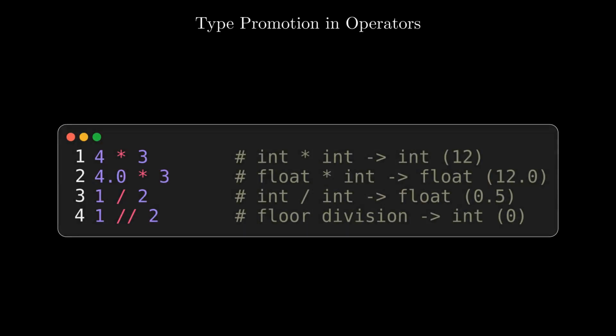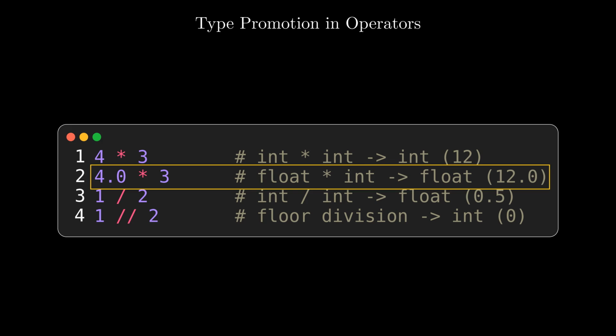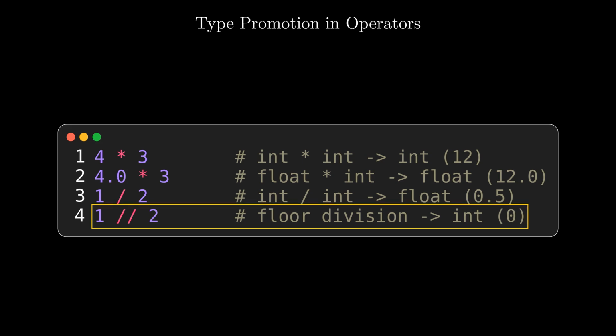The rule sounds simple until you mix types. Here's where it gets interesting. For most operators, if both operands are integers, the result is an integer. 4 times 3 returns int. But mix in a float, and the result becomes a float. 4.0 times 3 returns float. One operator breaks the pattern, slash, true division. It always returns a float, even when both operands are integers. 1 divided by 2 returns 0.5, a float. This is intentional. Older Python versions made slash do integer division, which surprised users. Modern Python made slash always float and added double slash for floor division.